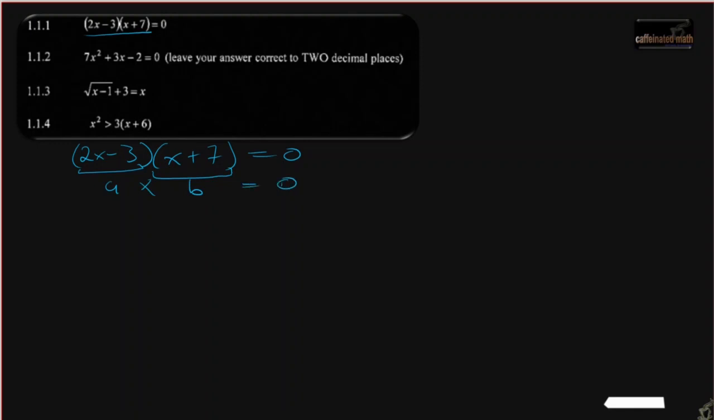That's very important. Therefore, directly go to 2x minus 3 is equal to 0, or x plus 7 being equal to 0. So our solution is quite simply x being equal to 3 over 2, or, well, that or still counts, x being equal to negative 7.